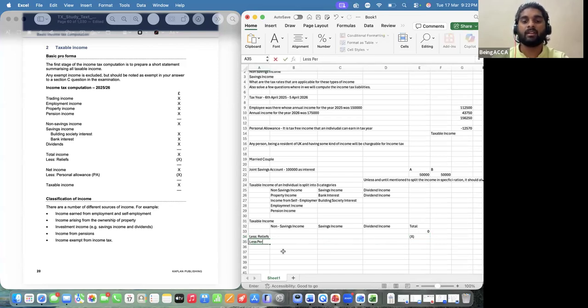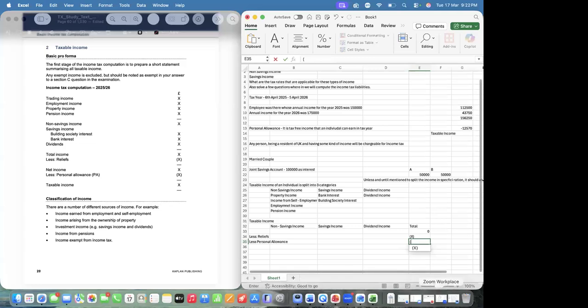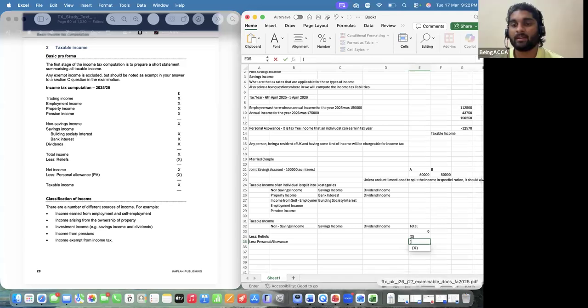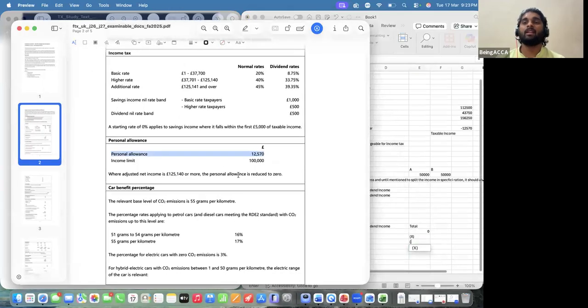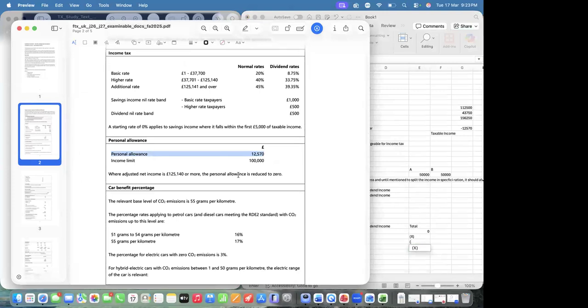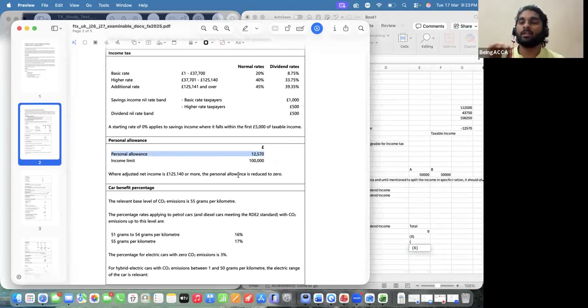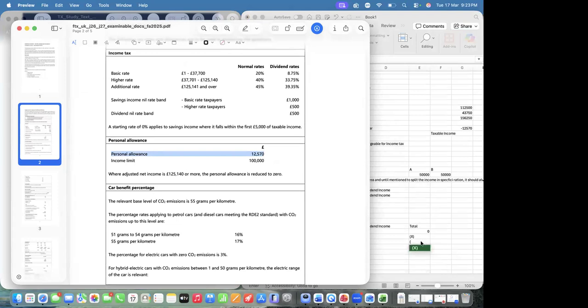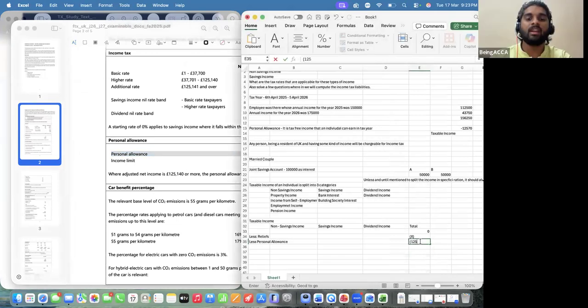less personal allowance. How much is a personal allowance? 12,570. You again do not have to remember it. Refer to the examinable documents always. That is only so that it will really help you.